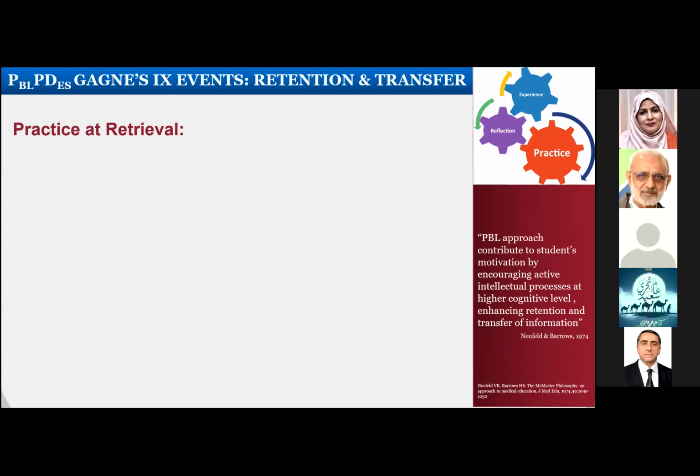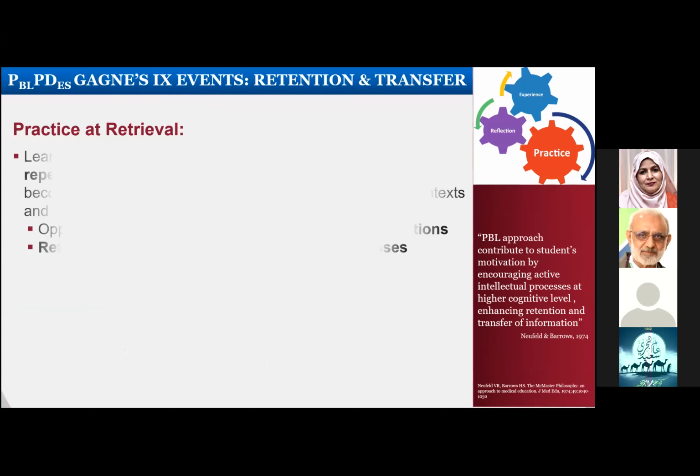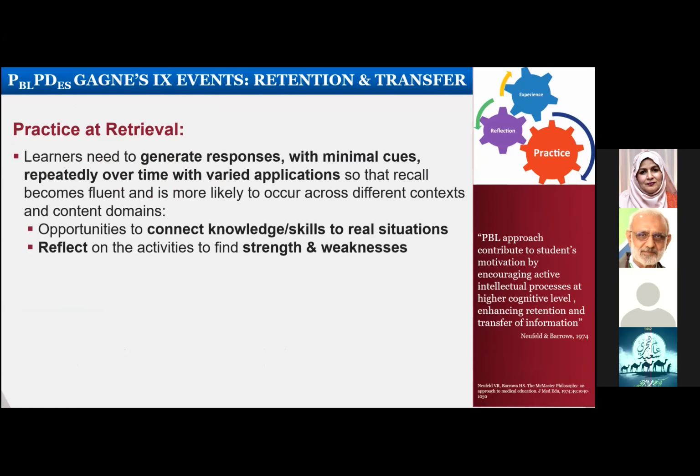Retention and transfer of information is very important. The practice of retrieval: the learner needs to generate responses with minimal cues repeatedly over time with varied application, so that recall becomes fluent. Opportunities should be given to the students to connect the knowledge and skills to real situations. You have taught them something, they have learned something. Take them to the hospital, take them to the clinical skills lab, and ask them to practice that skill there. Reflect on the activities to find strengths and weaknesses.